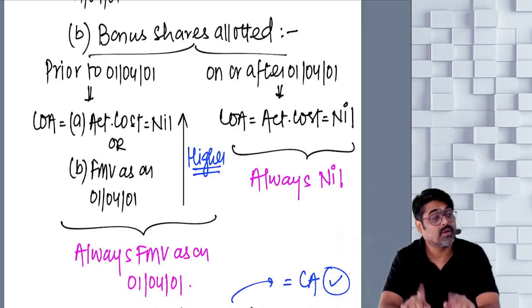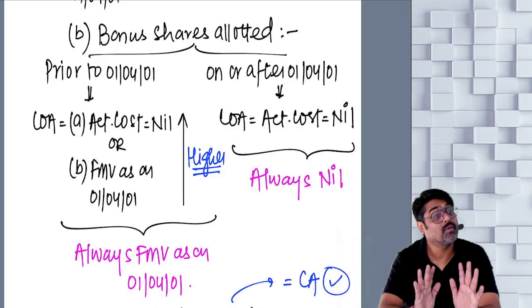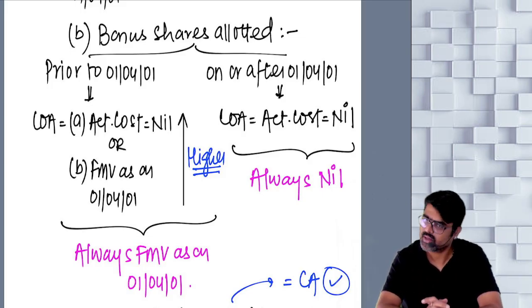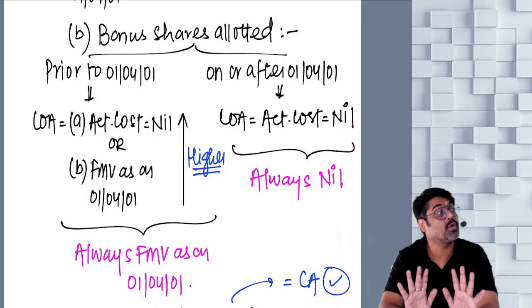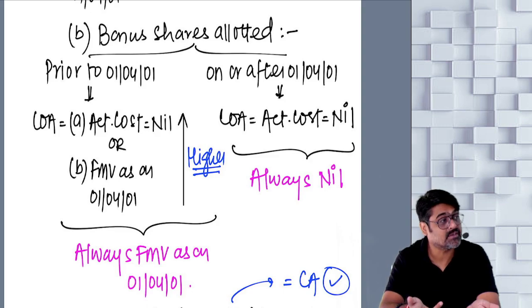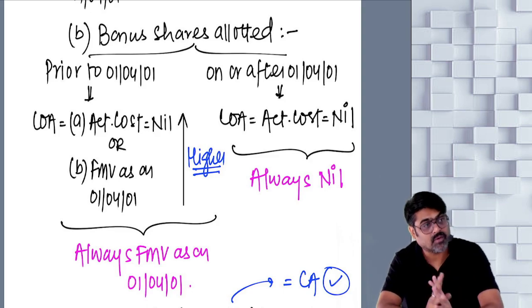Yes or no? But what if the bonus shares are acquired prior to 1st April 2001? Actual cost or fair market value, whichever is higher. Always the fair market value. Done. Now based on the shareholding, can the company offer you a right? Can you renounce that right in favor of someone if you don't want to exercise the right and buy the right shares? So you can renounce the right in favor of someone else.